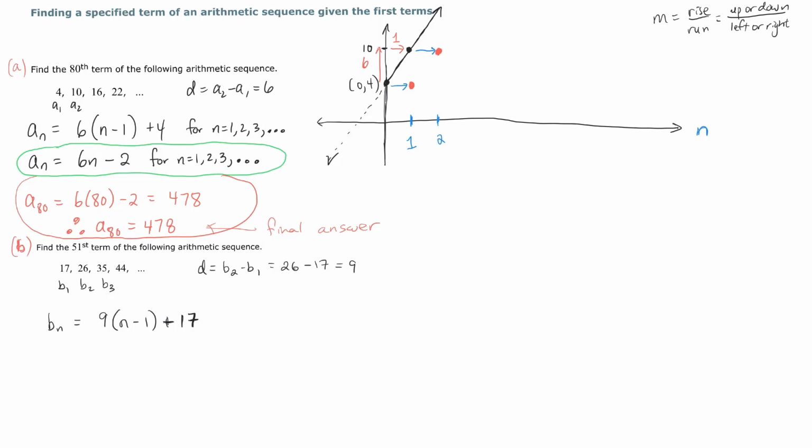And there you go. Remember to write the domain for n equals 1, 2, 3, 4, dot, dot, dot. Make sure you write the 3 dots. Now, let's simplify this. This is 9n minus 9 plus 17, so 8 plus 8. It'd be nice if you check n equals 3 just to make sure it is 35.